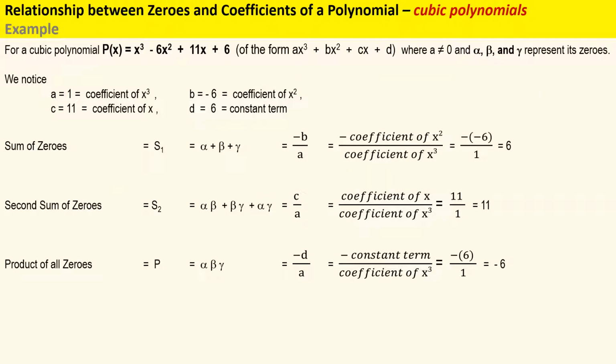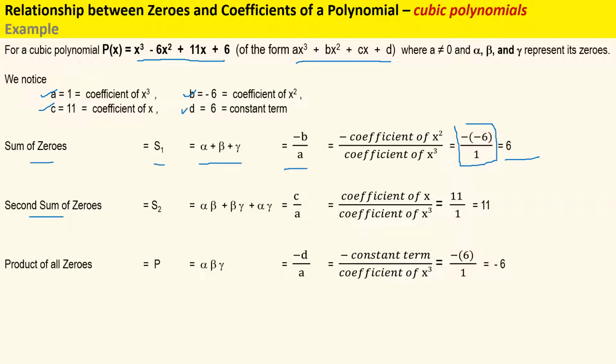And let's see an example, which is x cube minus 6x squared plus 11x plus 6. And this is of the form ax cube plus bx squared plus cx plus d. Here a is equal to 1, c is equal to 11, b is equal to minus 6, and d is equal to 6, which gives us the first sum of zeros as S1, alpha plus beta plus gamma, is equal to minus b by a, which is equal to minus of minus 6 divided by 1, so we get it as 6.